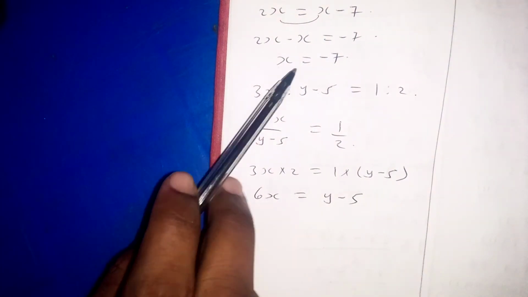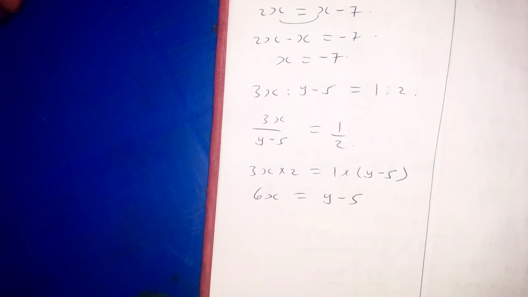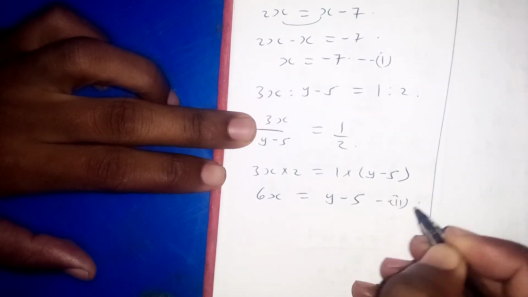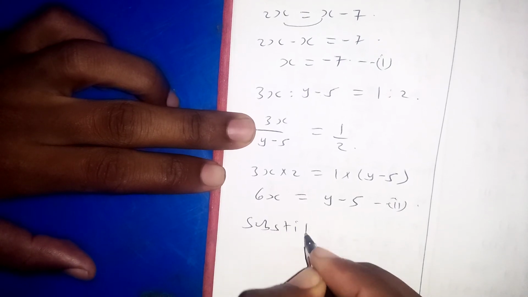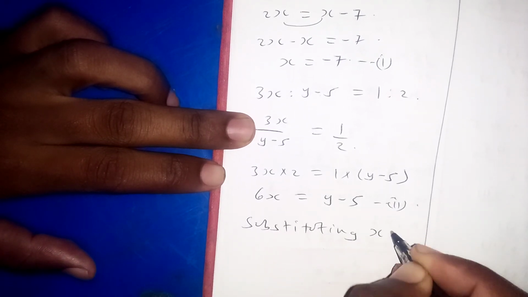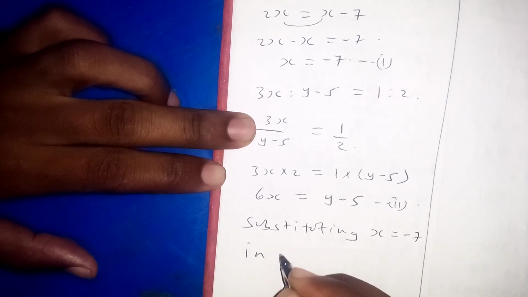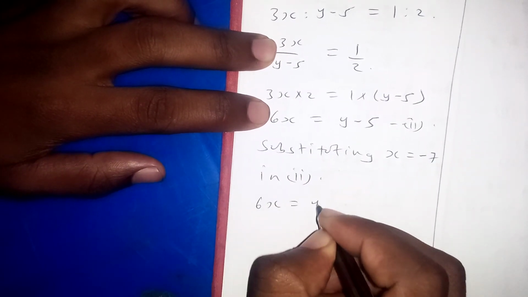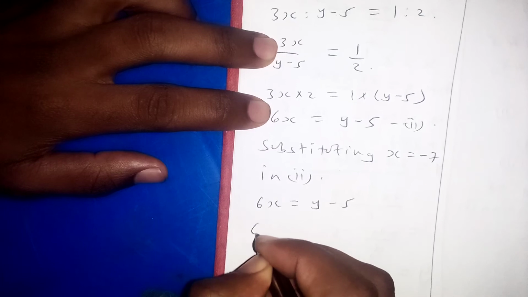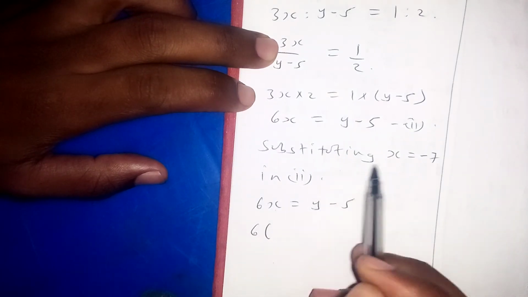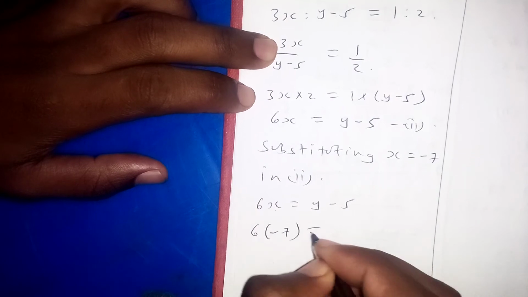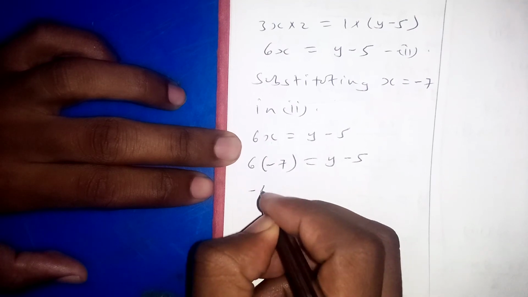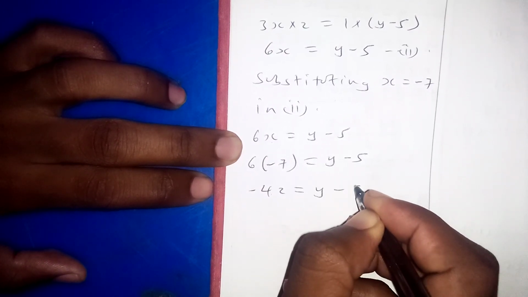But because I already have the value of x here, I'll simply substitute. So I'll say, maybe let this one be equation 1 and this one to be the second equation. So substituting x is equals to negative 7 in equation Roman 2, I'll have the following. So equation Roman 2 is 6x is equals to y minus 5. So it will simply be 6 into negative 7 is equals to y minus 5. Therefore, 6 times negative 7, I'll get negative 42 being equal to y minus 5.